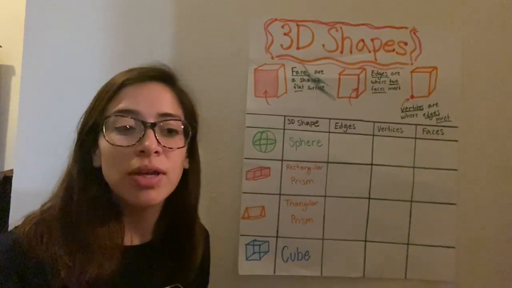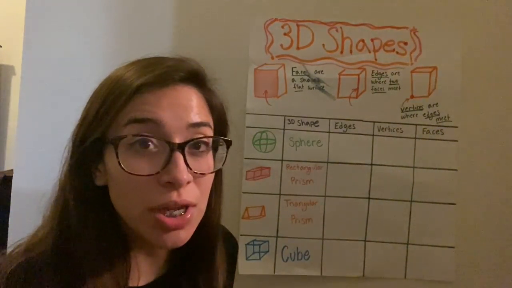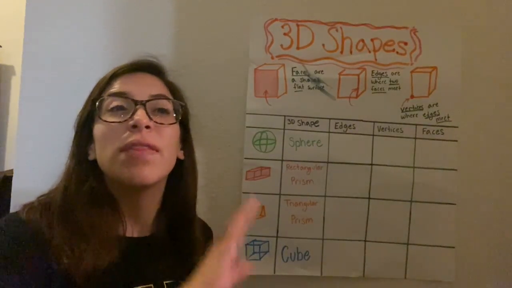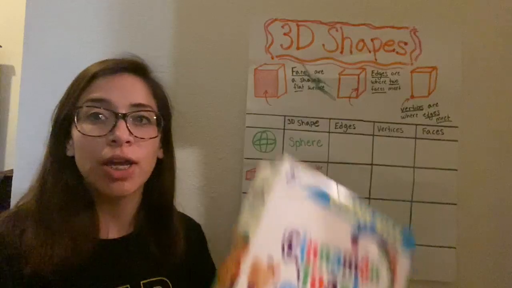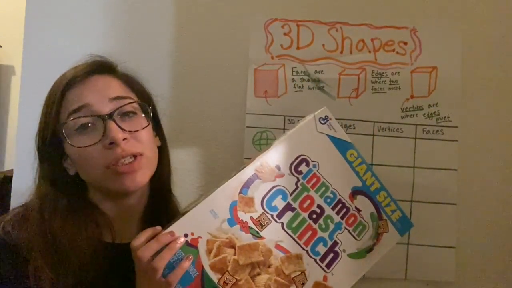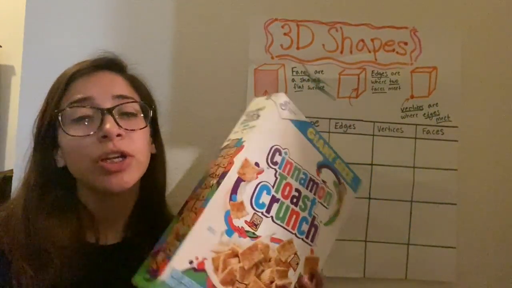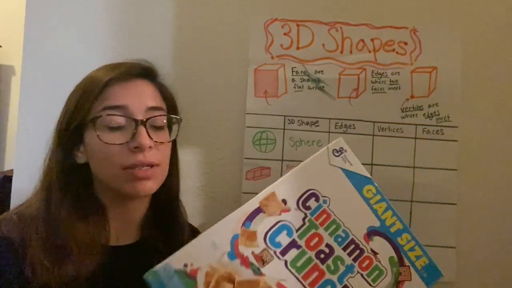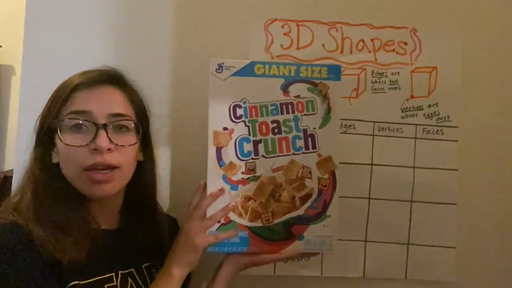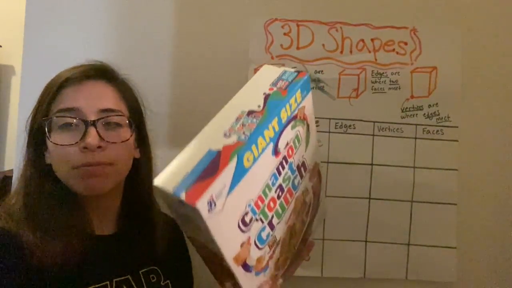So, one really cool thing about 3D shapes, and I mean really cool, they are all over your house. So I was looking through the pantry to find a 3D shape, and I found my absolutely favorite cereal. I love Cinnamon Toast Crunch. So let's take a look at this 3D shape, at its faces, edges, and vertices. Okay, so this is it. I'm going to show you guys, okay?